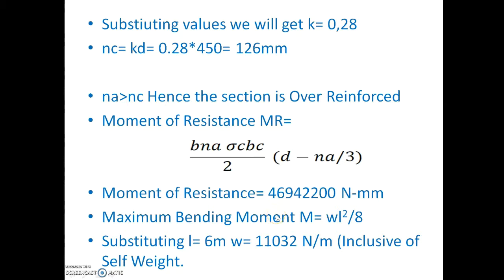If we want to find out the value which should be exclusive of self weight, we have to subtract the self weight of the beam by calculating breadth into depth into unit weight of concrete. We will get the total load that can be carried exclusive of its self weight.